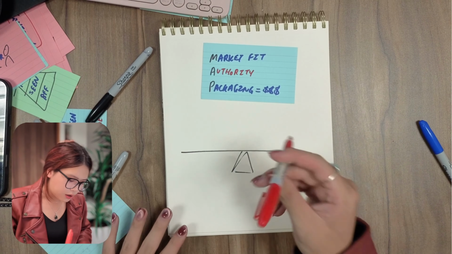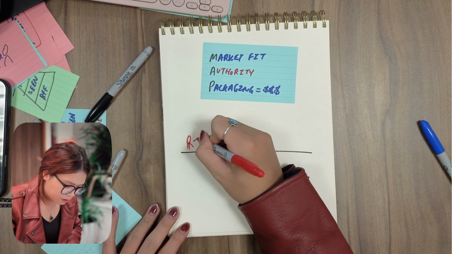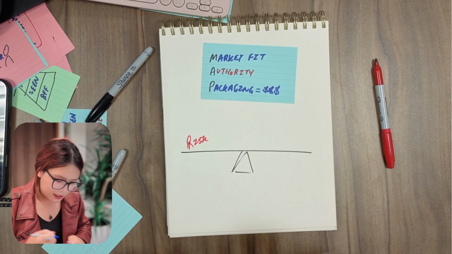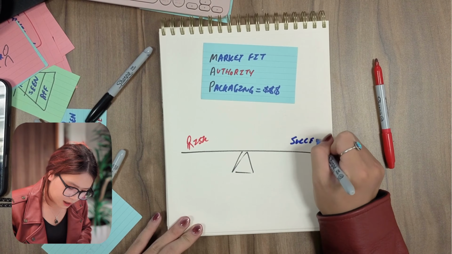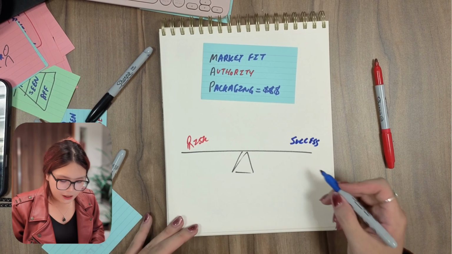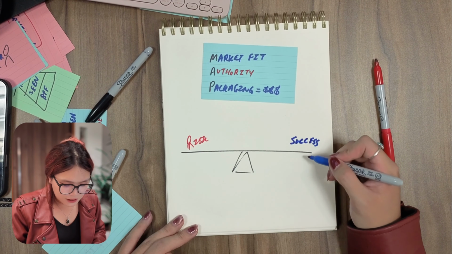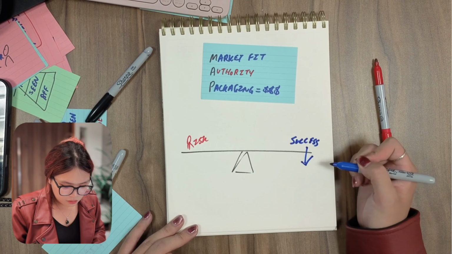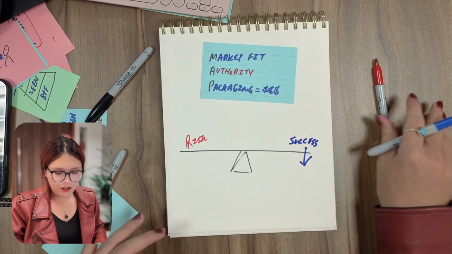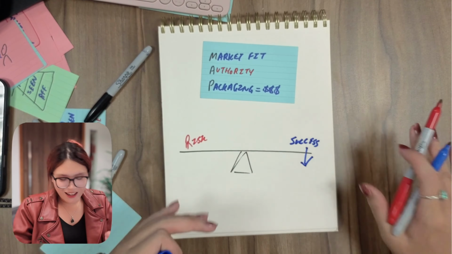Can you help me reduce the risk and increase my likelihood of success? It's a bit opposite, but the idea is if you increase the level of success, of course, the risk goes down, right? Okay, you get the idea. The idea is you want to tip it into your favor.